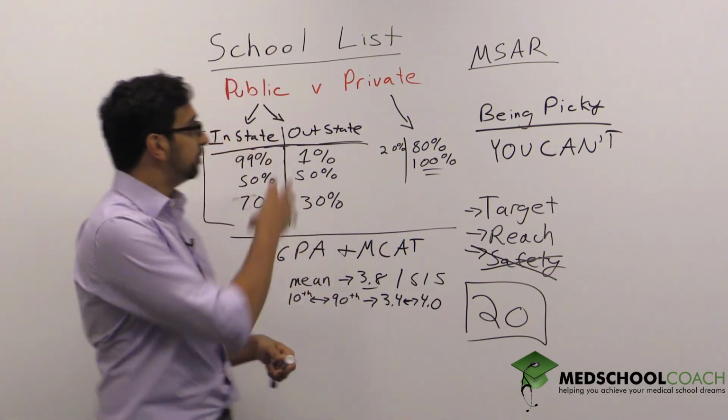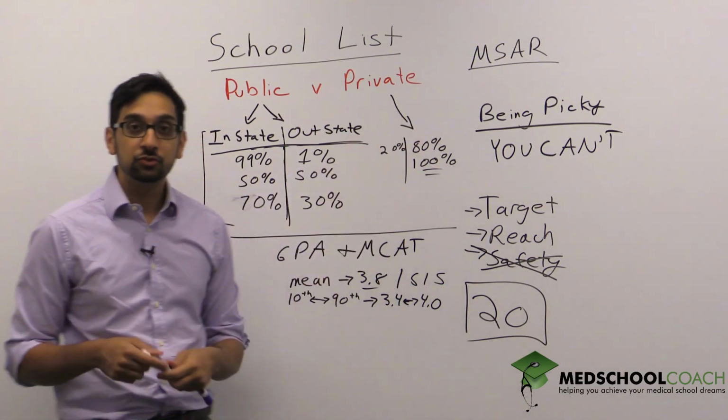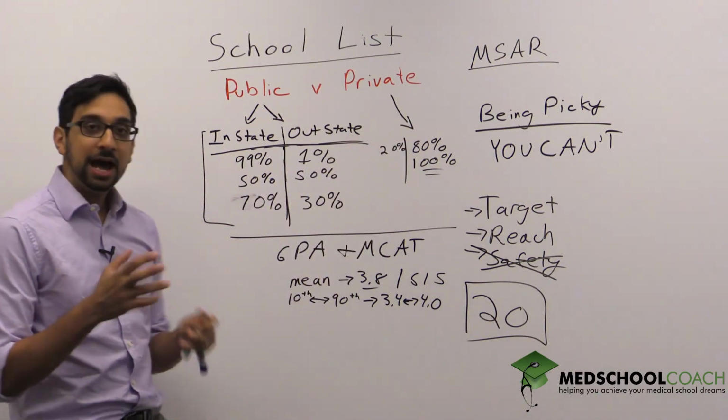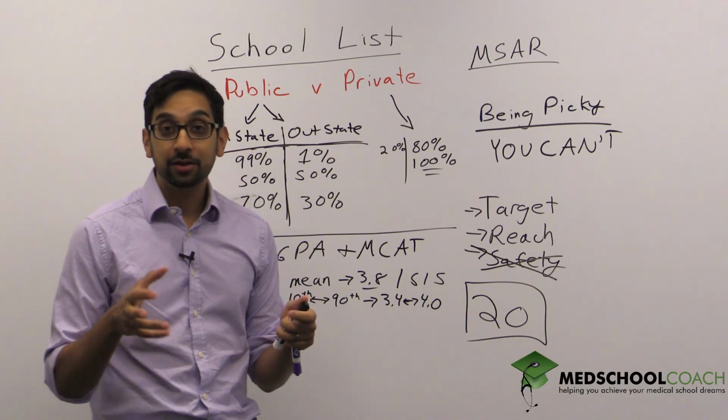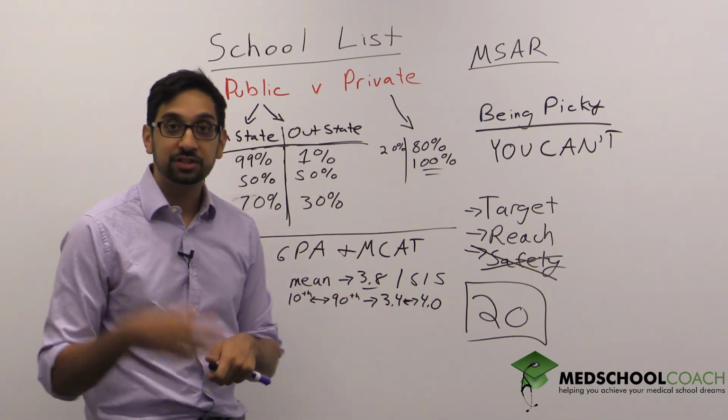Hopefully that gives you a little bit of a basis on some of the numbers to look for in the search as you try to figure out, okay, how am I going to whittle down this school list to maybe around 20, 30, maybe 40 schools, depending on who you are.